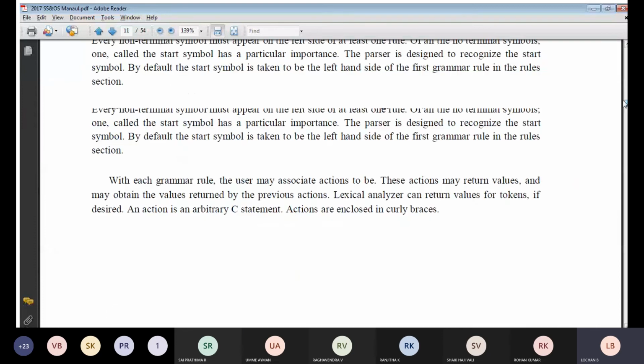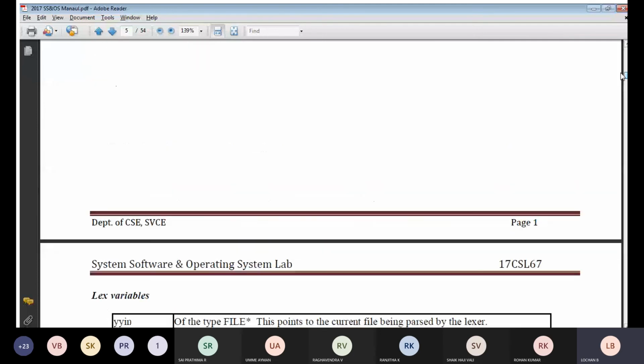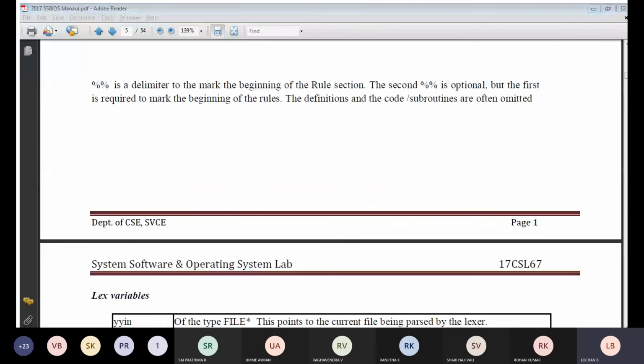One thing I want to tell you: for your IA, for the fourth module, I'll send you the notes today. Whatever we are discussing in the fourth module now, I'll send you the notes immediately after the class so you can study.